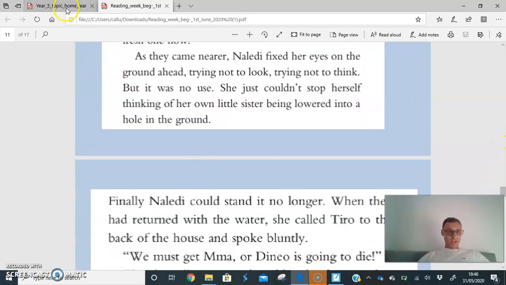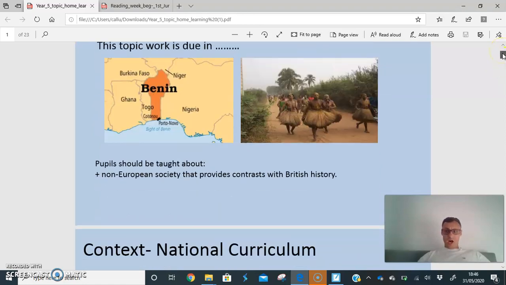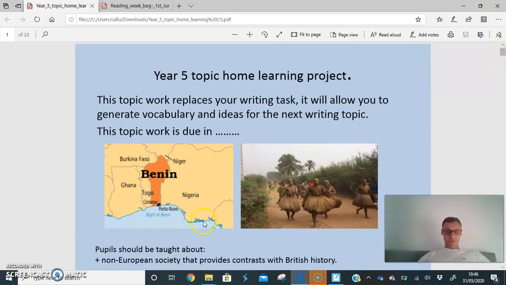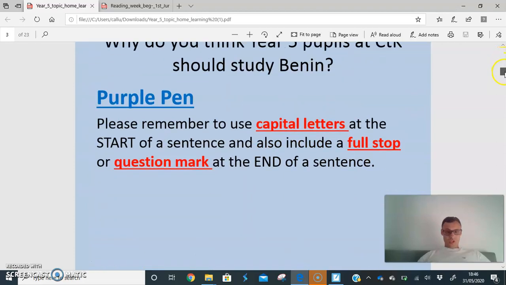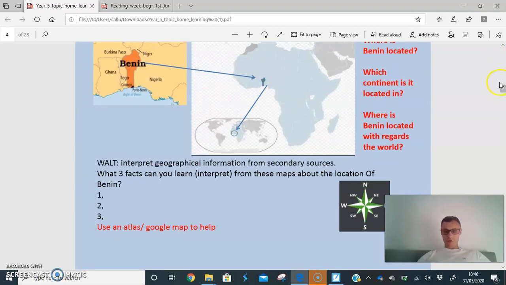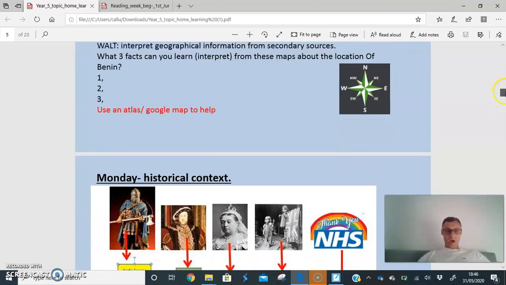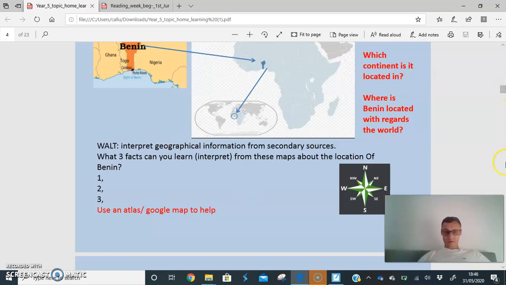Okay, writing. This week is actually more topic work. It's not so much writing. It's looking at a society that differs from British history. So we're going to look at Benin. Okay, and you've got a PowerPoint to follow through with writing like you usually do, but it's more of a history focus with topic rather than writing itself. You won't actually produce any writing this week other than following the PowerPoints.